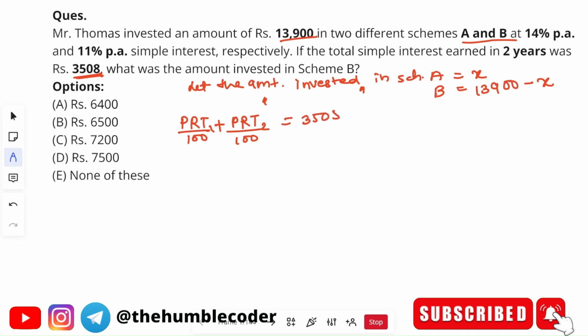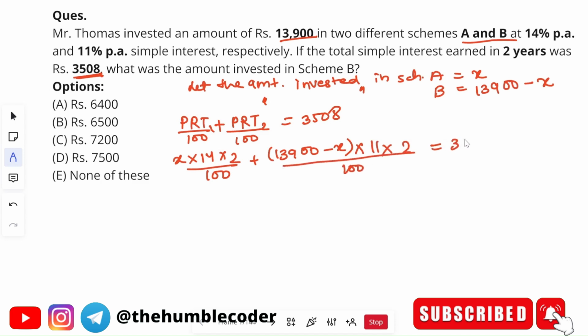Okay, let's see. Principal amount, the first one we have considered as X. Rate is told to us in the question as 14% per annum. Time is given as 2, and then divide by 100. Plus in this case it is going to be 13,900 minus X, right? Because that is our second principal value. Rate we will consider as 11 because it is given in the question itself. And again time is 2 years and divided by 100, right? This is equal to 3,508. Okay, so we have formed the equation now.